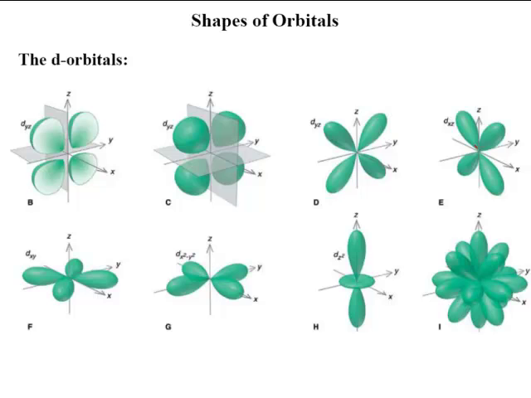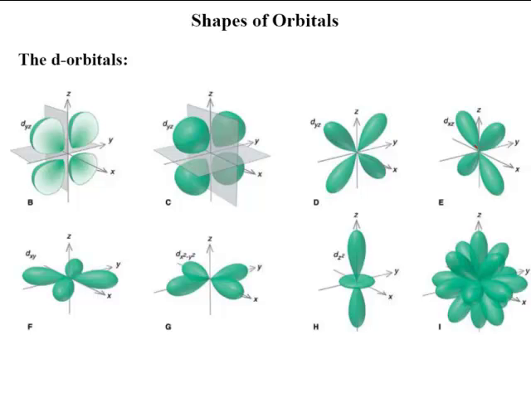Okay, the first 4 you can see are that cloverleaf shape, right? It just depends on what plane they're in. So dyz, those 4 cloverleafs are in the plane of yz. Notice none of them are falling on any axes lines, they're in between axes. Okay, dxz is in the plane of xz, dxy is in the plane of xy. When we go to the dx squared minus y squared, though, those are on the axes lines. The lobes are actually on the lines now, and it's in the plane of x and y. Okay, that's the dx squared minus y squared.